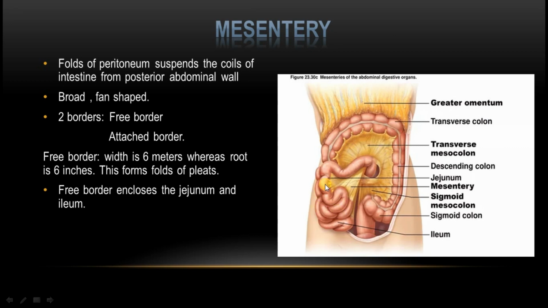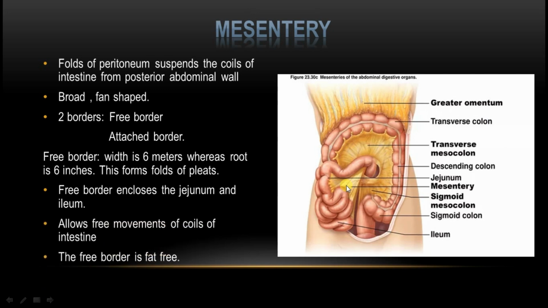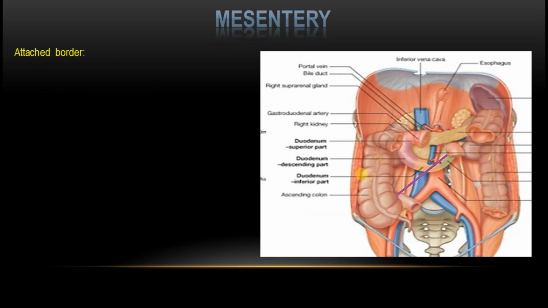As I told you, the free border encloses the jejunum and ileum. The mesentery is a double-layered fold with a right layer and a left layer. This side that you are seeing now is the right layer of the mesentery. That side you will see is the left layer. Mainly it allows the free movement of the coils of the intestine. Motility of the gut is mainly possible because the mesentery allows it. And if you look, the fat is more concentrated near the root rather than the free border, that is, near the posterior abdominal wall.